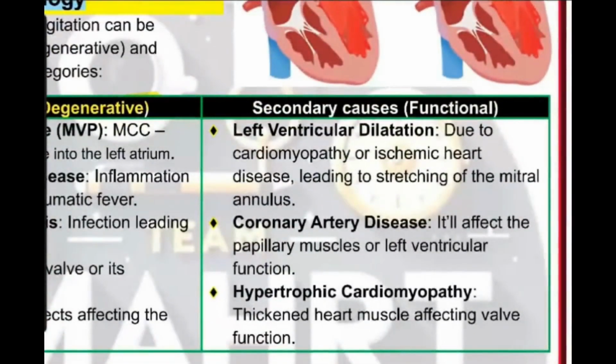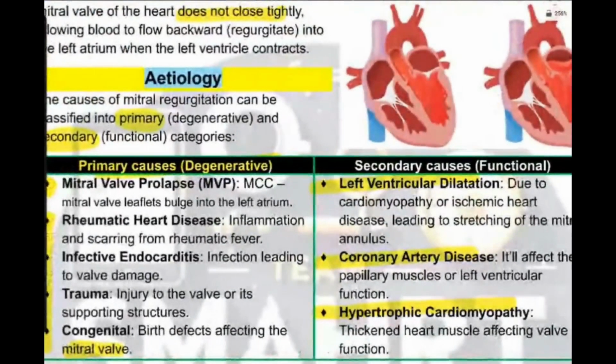The secondary cause is functional, where the valve is not closing properly. Why? Because the left ventricle is more dilated. There is some coronary artery disease, or there is hypertrophic cardiomyopathy. The big heart is there. So there are these other causes.